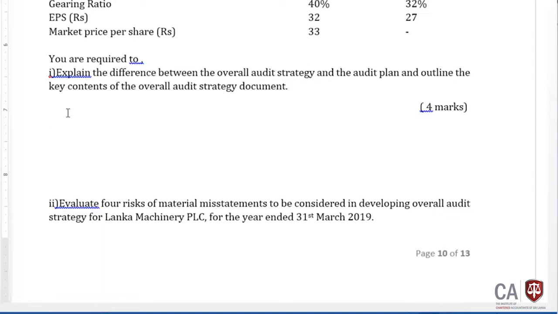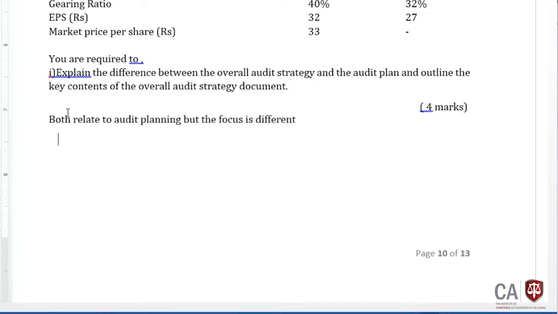My first point should be both relate to audit planning. I am not writing the full sentence as such, but just writing down the main point, right. But the focus is different. Then I have to say in my second sentence what is the difference in the focus. So, the difference is that the audit plan mainly focuses on the risk of misstatement at assertion level, in relation to these three: account balances, transactions and disclosures.